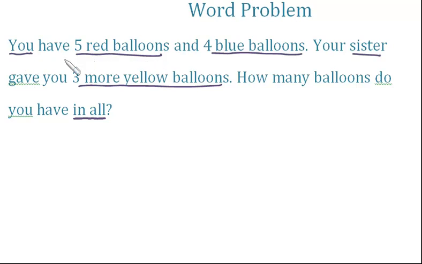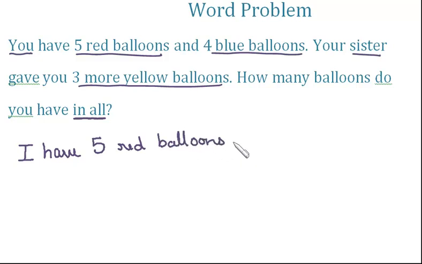Now the first statement will be of the red balloons, because this is the first data that is given to you. Okay, now see, now because I am solving this and it's written you over here, so I'll write it as if it's me. Okay, now see over here, I have 5 red balloons. So this is the first statement.